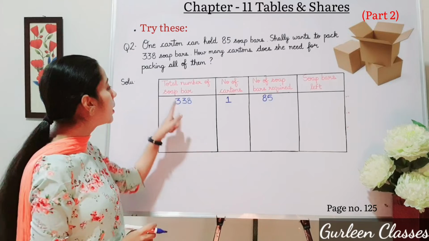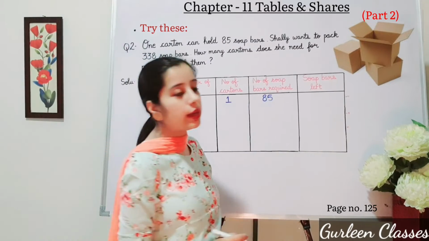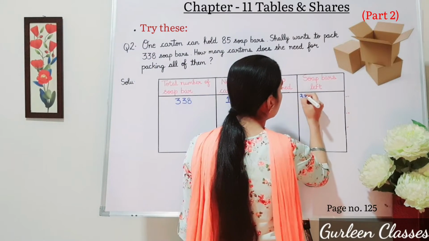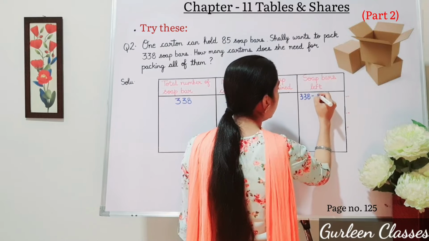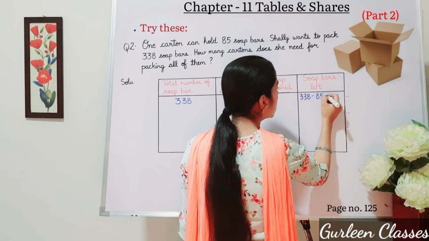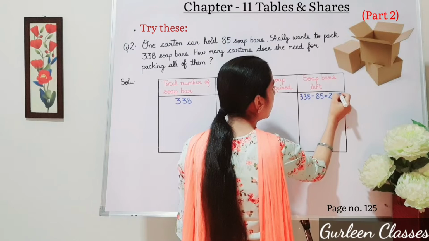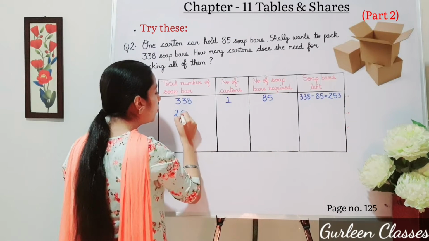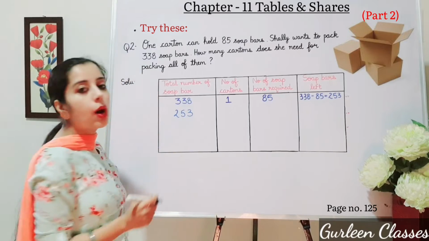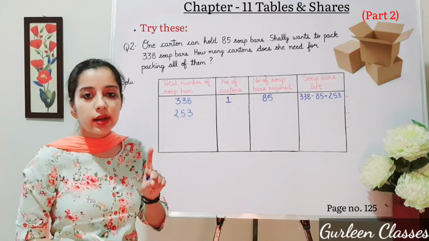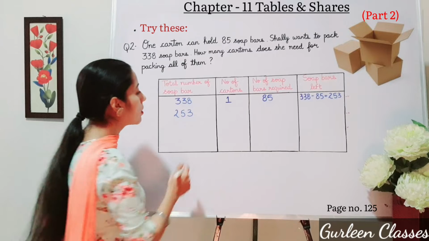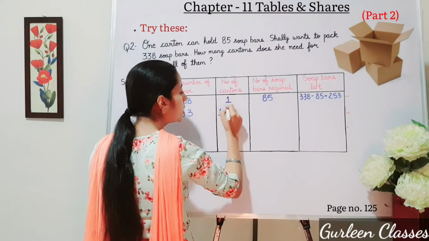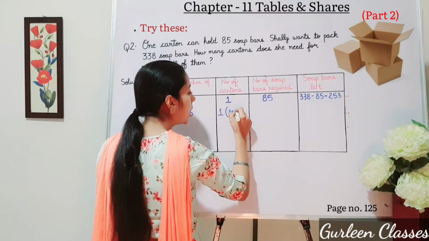We will subtract 338 minus 85. So let us write here 338 minus 85. So it is 253. So write here 253. Now number of carton will be 1, but it will be second carton. So write here quantity is 1, but it is second carton.